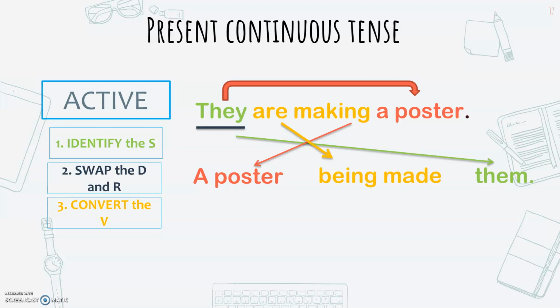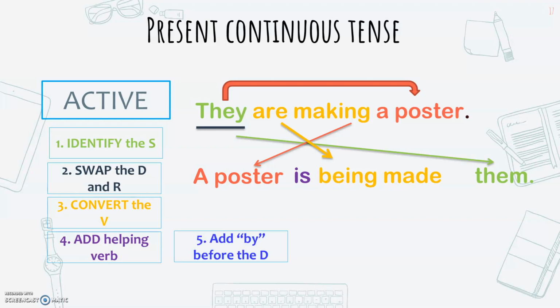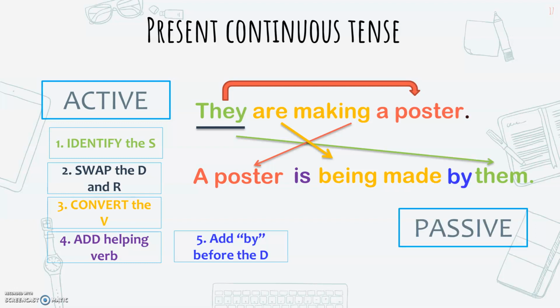Number 3, convert the verb. Making will become made. Add the proper helping verb. A poster is a singular subject, so we will use is. And 5, add the preposition by before the doer. Hence, a poster is being made by them. It's in the passive voice.